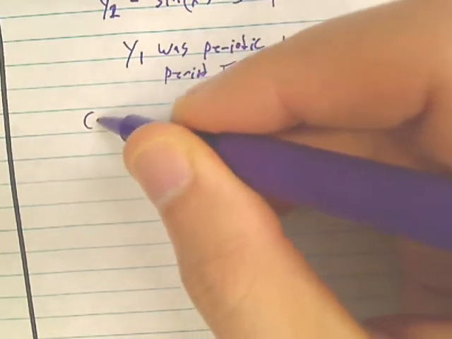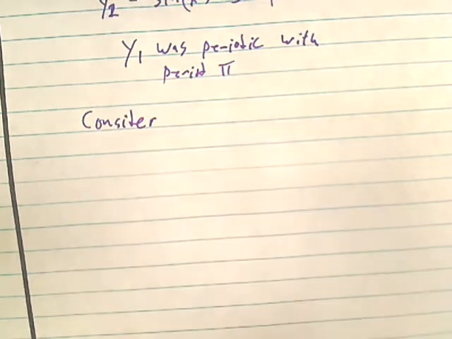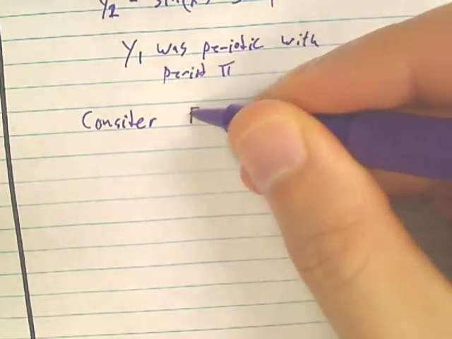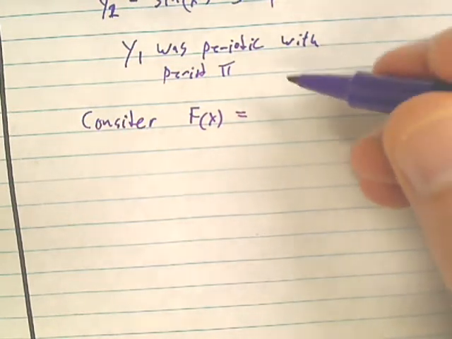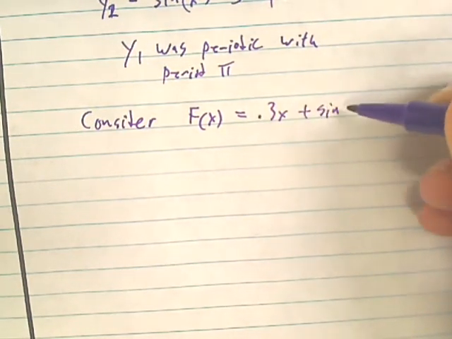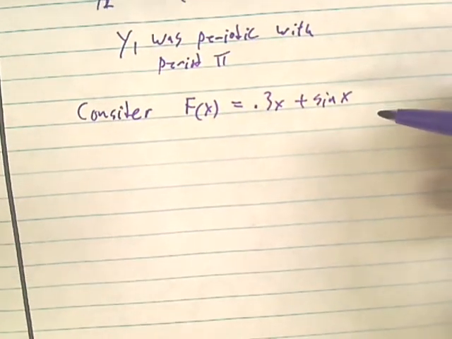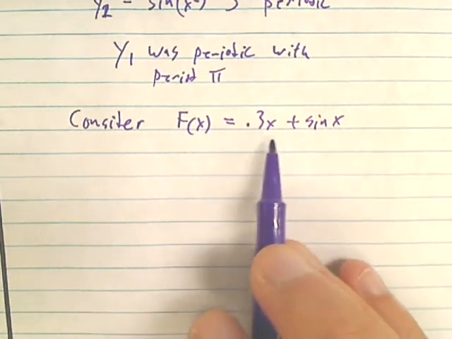Consider, we're just thinking here, right? Consider f of x is equal to 0.3x plus sine x. So when I say composite trig functions, we're just taking our trig functions and doing stuff to them. So this is something that we can do to a trig function.